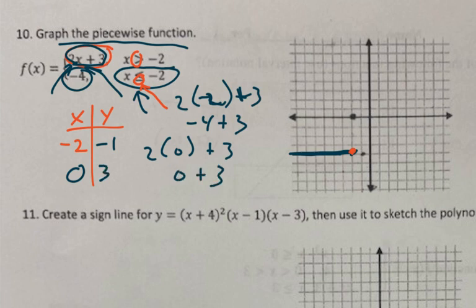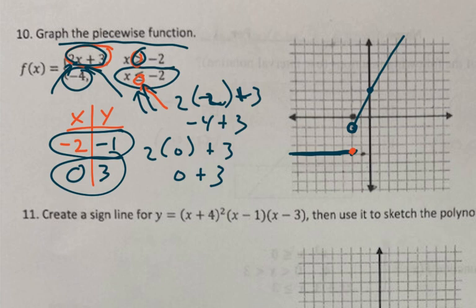So here's the key thing. I know (-2, -1) is right here, but I'm going to do an open circle because it's greater than, it's not equal to. We did the solid dot down here because it was equal to, right? And then all I need is my one other point. (0, 3) is right there. Now because it's a straight line, it's going to go up like that. So there is our graph.